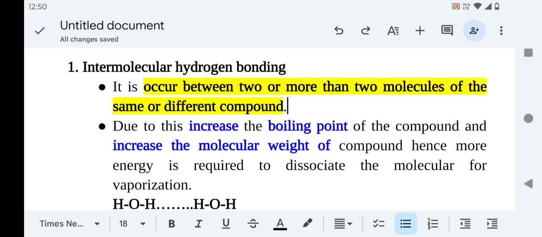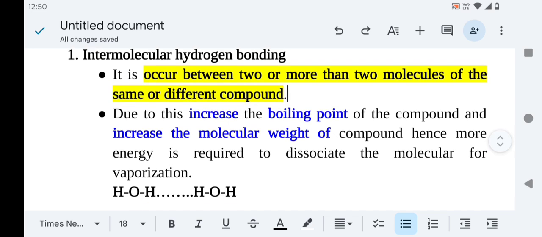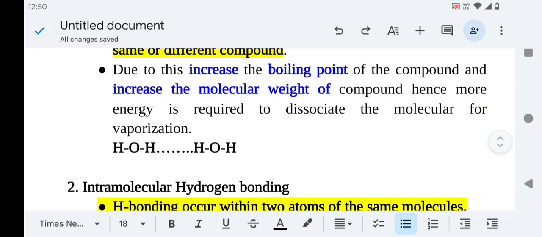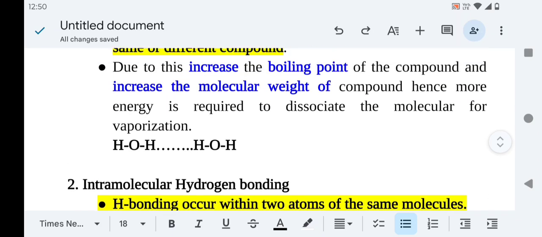Intermolecular means it occurs between two or more than two molecules of the same or different compounds. Due to this, the boiling point of the compound increases as the molecular weight of the compound increases. Hence, more energy is required to dissociate the molecules for vaporization.